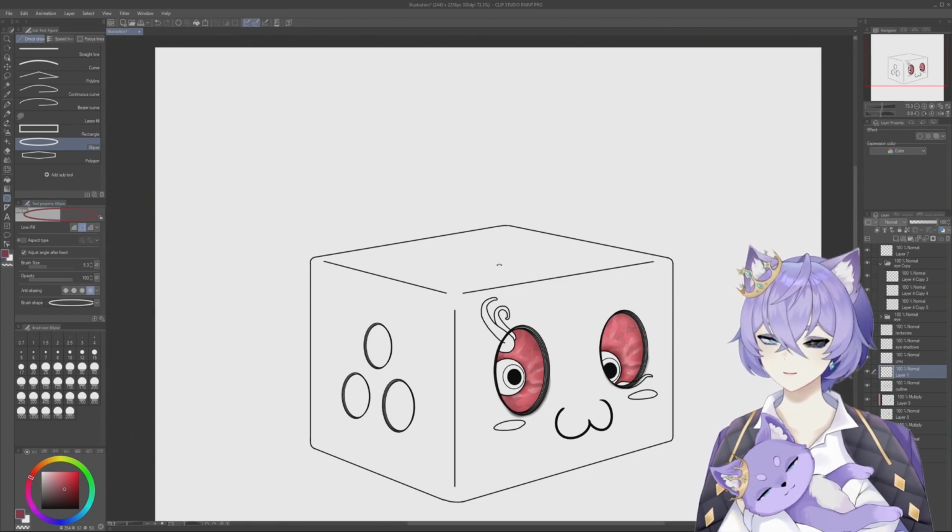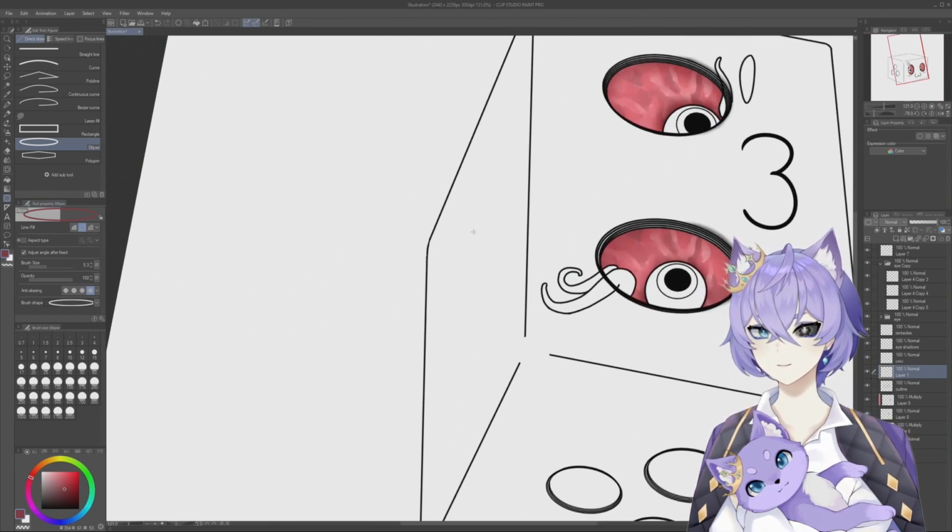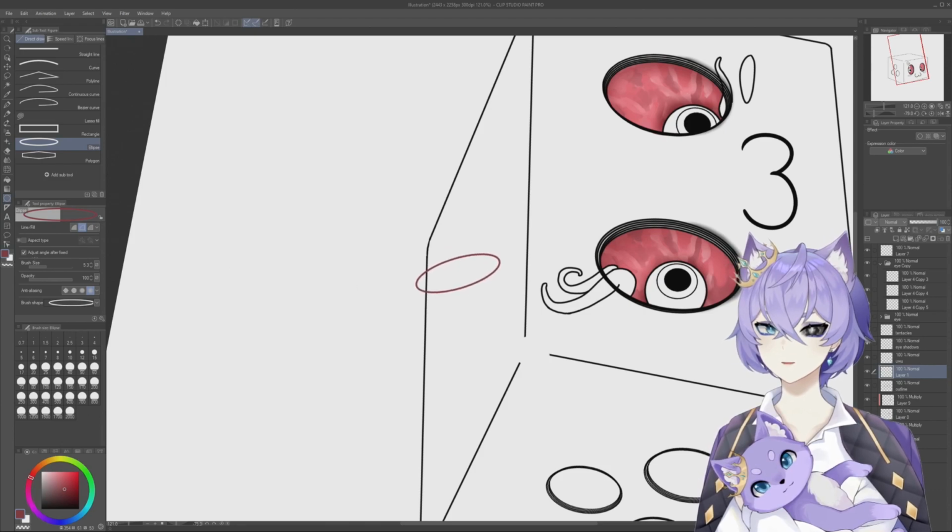All right, so let's get the dot up top. So we have a circle. That's supposed to be black.